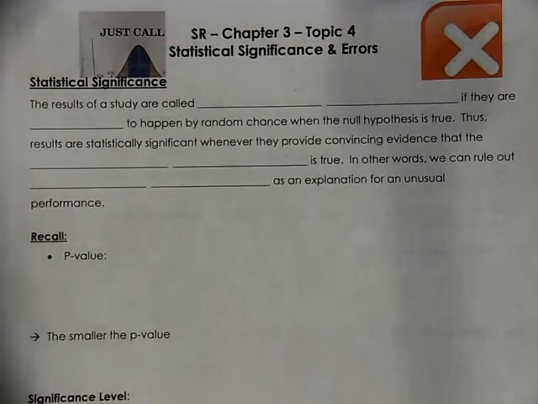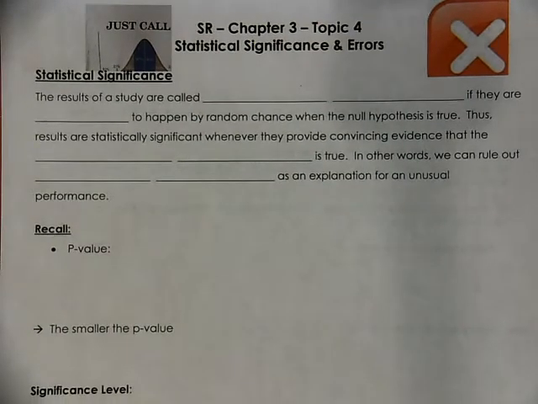Everyone, during today's lesson, we are going to talk about statistical significance and errors. There are actually two types of errors we can make when we do a hypothesis test and draw our conclusion. So we will be talking about those and how to reduce the risk of making those errors, and what they may look like in some real-world examples as well.